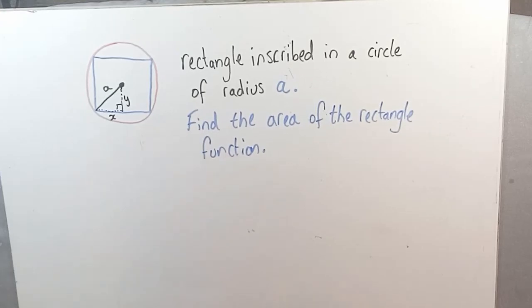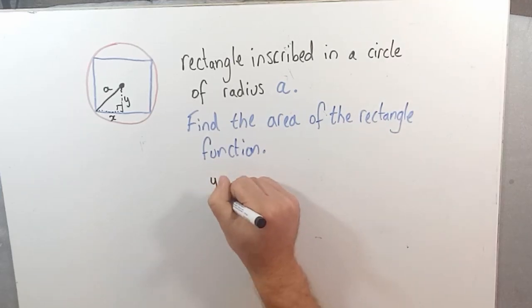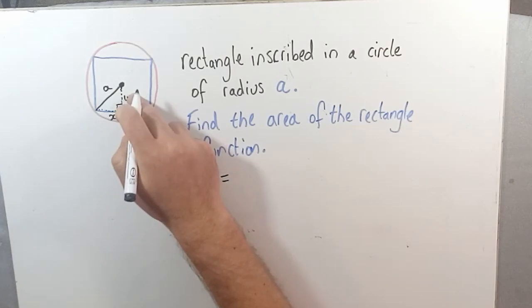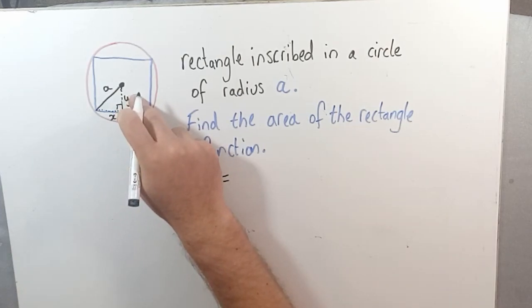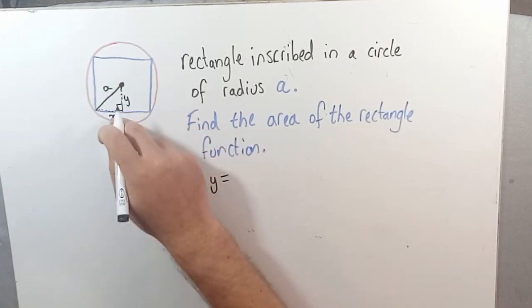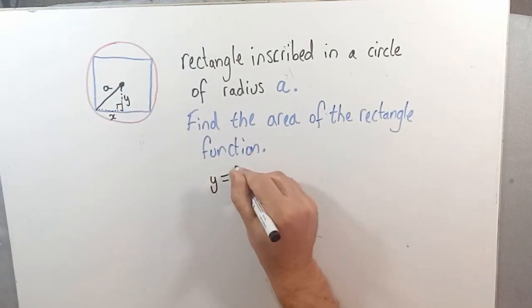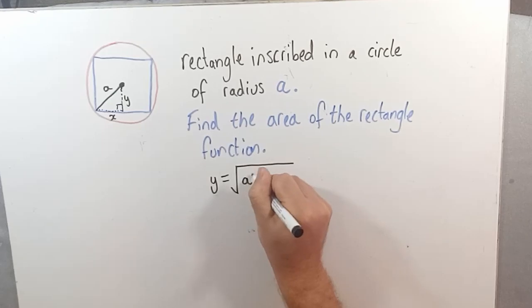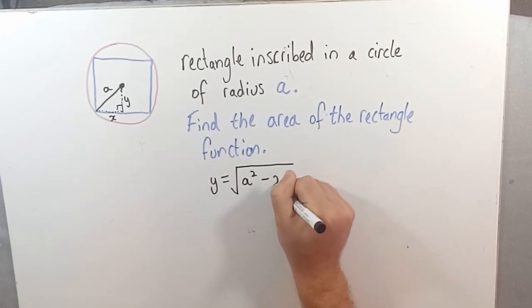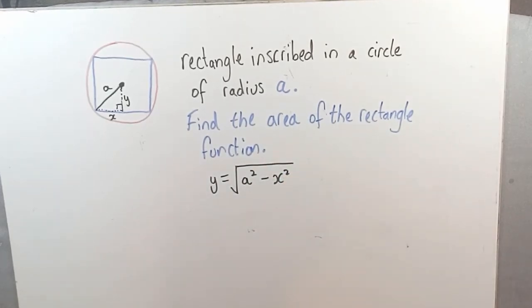We've got a triangle here, and it's a right angle triangle, so let's use Pythagoras' theorem. So y must be equal to the square root of this one squared minus this one squared. a is the hypotenuse here, yeah? So we'll go a squared minus x squared. So there's our relationship between y and x.